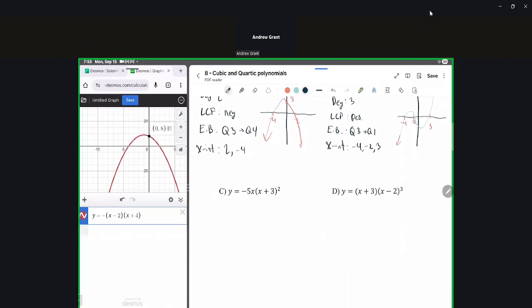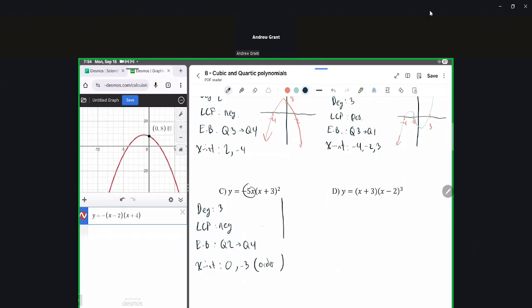Okay, next one here we have y is equal to negative 5x times (x plus 3) squared. So here, this is a degree 3. The leading coefficient is negative. The end behavior, this is a negative odd degree cubic, so the end behavior will be quadrant 2 to quadrant 4. And this will have x-intercepts of 0 from the negative 5x and negative 3, and we'll call it order 2.